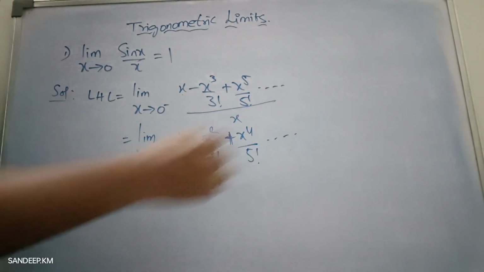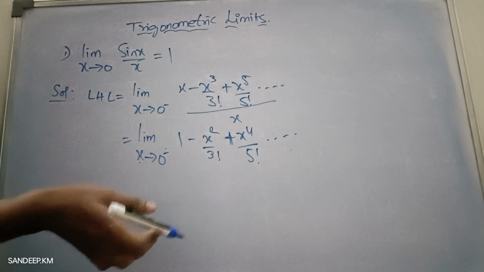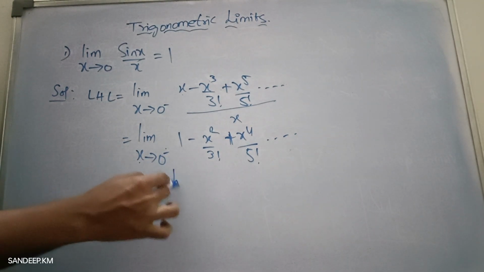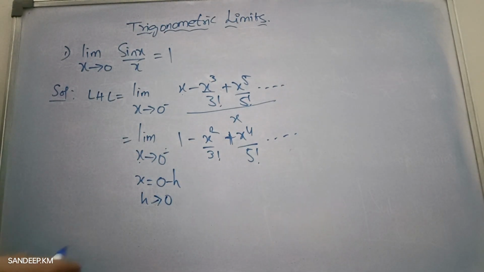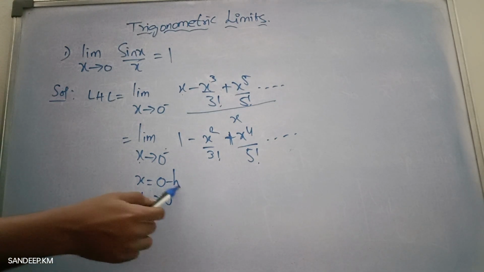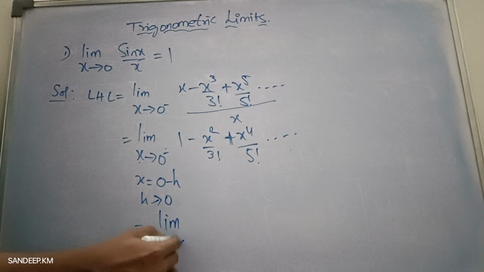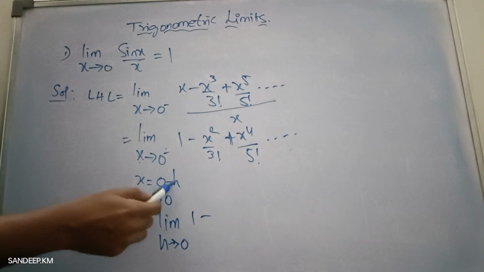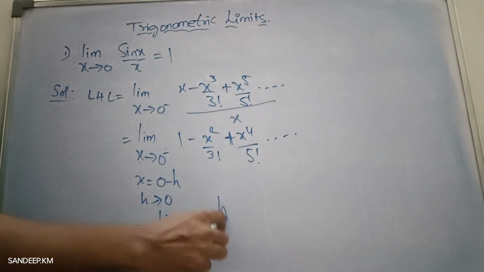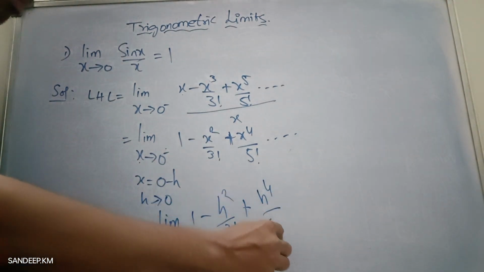Next, we already know that if x approaches 0 minus, it means that x is equal to 0 minus h, where h approaches 0. So let me replace x with minus h in this function. So limit h approaches 0, 1 minus, instead of x I am going to take minus h whole square, which is h square only, by 3 factorial plus minus h whole power 4, which is h power 4 divided by 5 factorial, and so on.